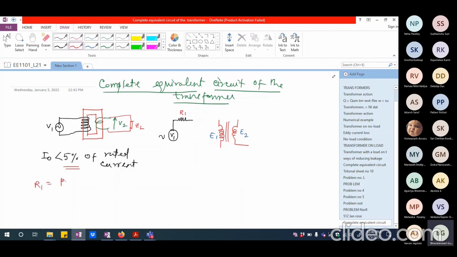And this R1 is the primary winding resistance. Similarly, I should have a secondary winding resistance also if the secondary is carrying a current. If the secondary is not connected to any load, the resistance will not matter because that will also not carry any current. But in case I'm considering some load connected across the transformer, I have to take a secondary winding resistance.